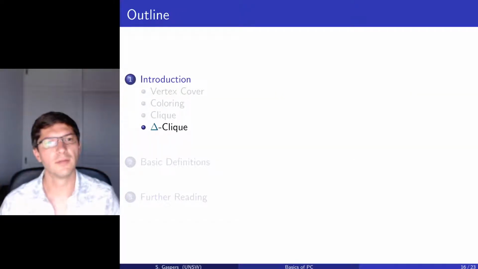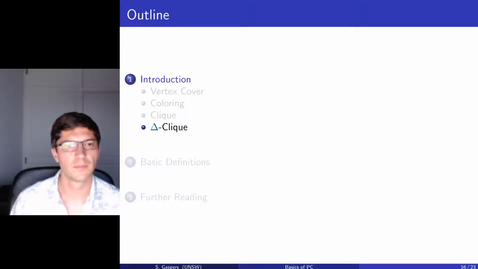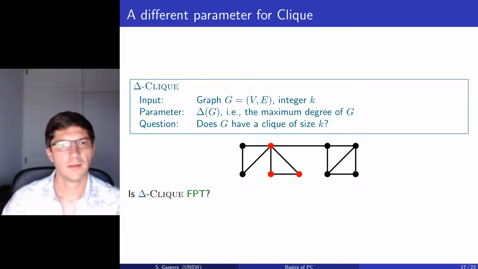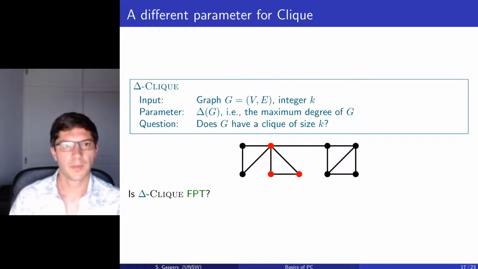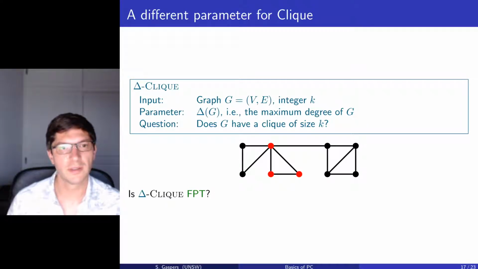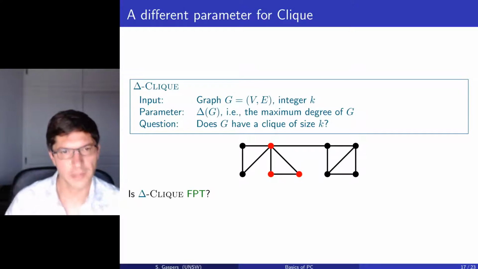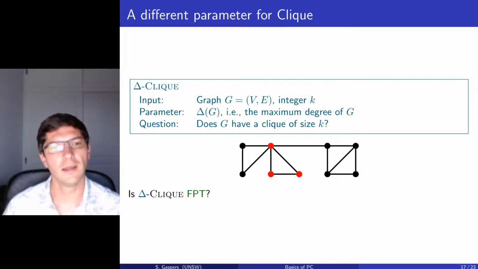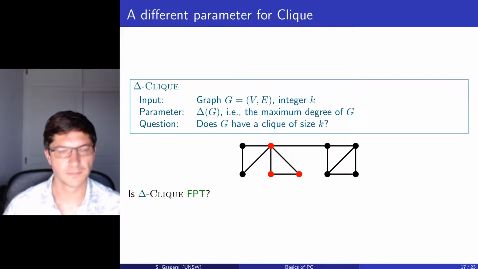Next, let us look at a different parameter for clique. We have the same problem; the only difference is now the parameter. The parameter is the largest degree of a vertex in G. This Δ(G) is the maximum degree of the graph G. So the question is now whether Δ-clique is fixed parameter tractable.